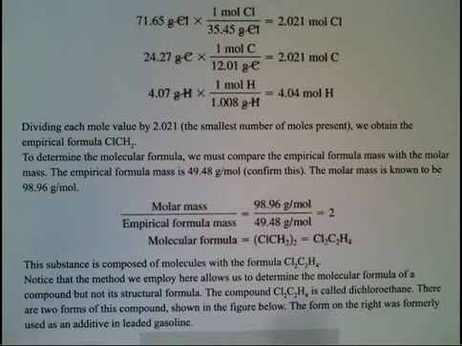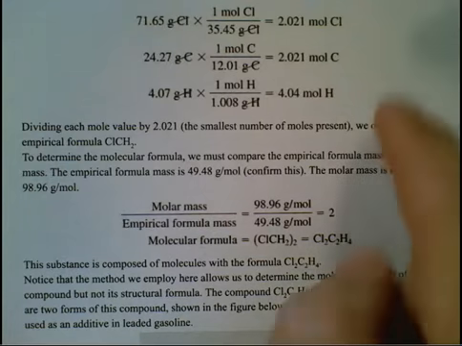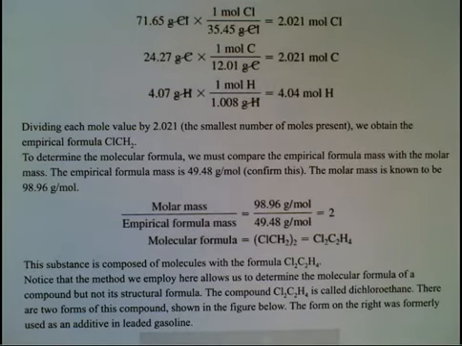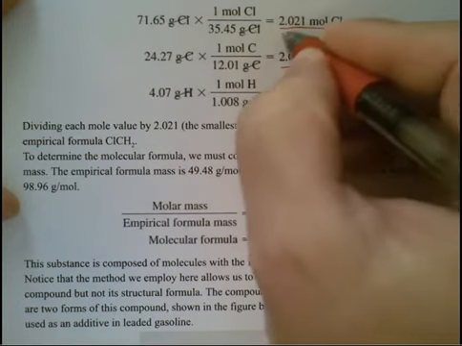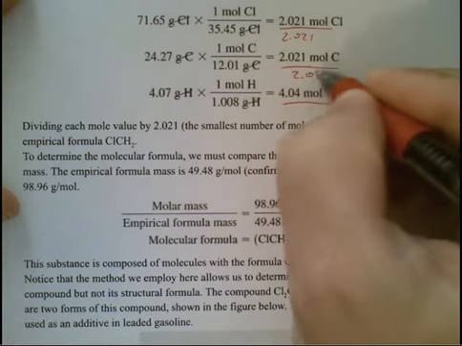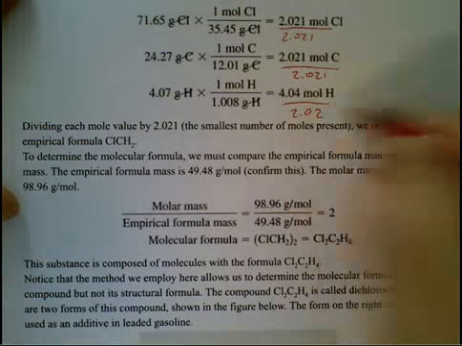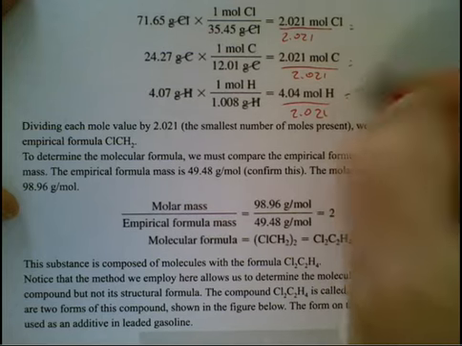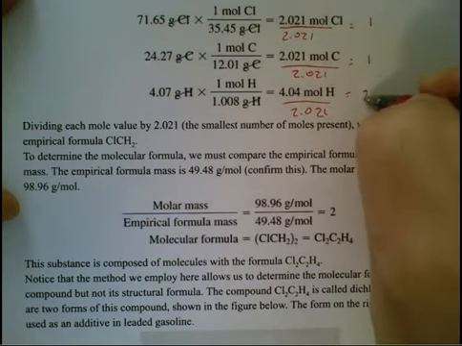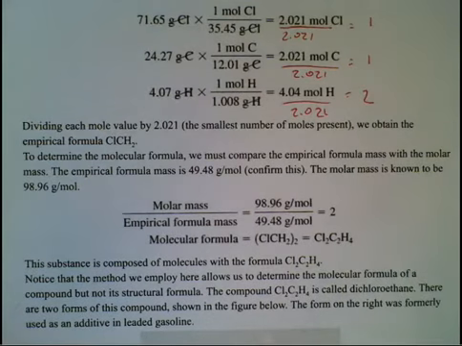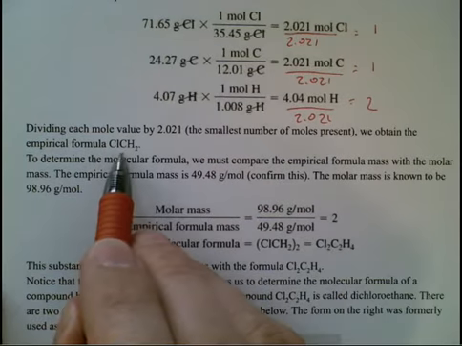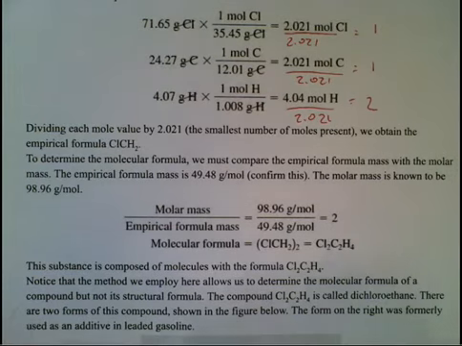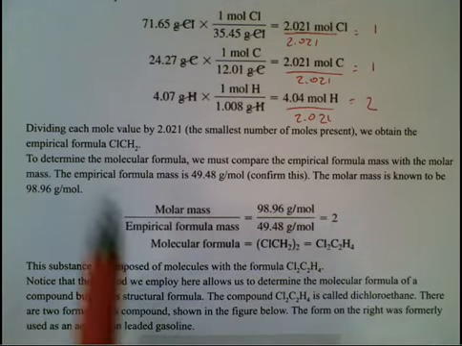So what happens is we divide. If we do in fact go through and divide each of these values by that 2.021, this is going to end up being 1, 1, 2. Okay, whole numbers. We're going to take these whole numbers, and these will become, as you can see here, the subscripts for the empirical formula. Now, once we have the empirical formula, it's ClCH2.